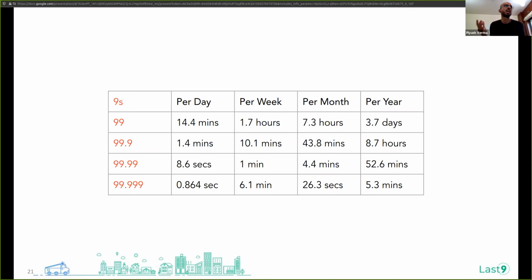If I was to say I'm 99% up, but I measure this per year, the simplest 99% could actually mean 3.7 days of downtime. How does this axis actually vary and how are they important? When I say I will measure 99% over a year, I could potentially be down for 3.7 days and yet be under my service level objective. But is this the right behavior?